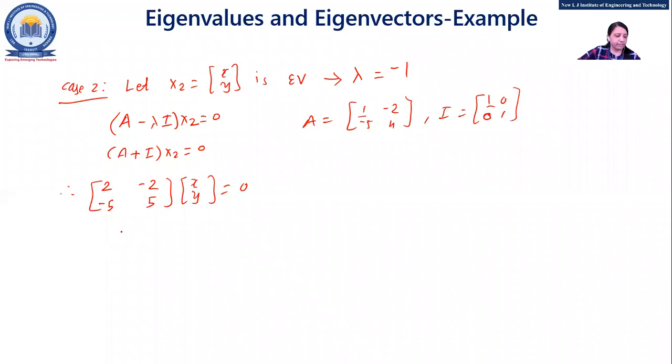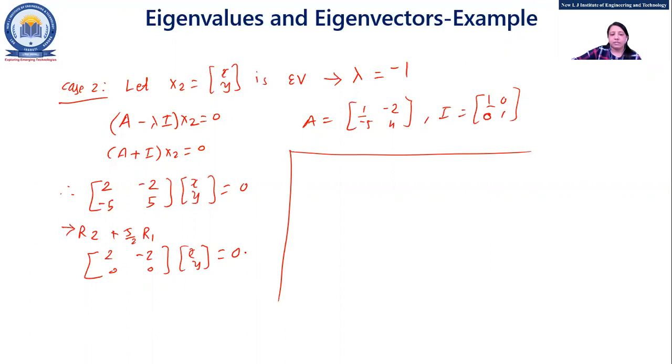So using an elementary row operation, that is R2 plus 5 by 2 R1, one row is supposed to be cancelled out, right? So 2, minus 2, 0, 0. It is not compulsory. You can solve the two equations also. But it will be easy if you follow this one. From this, you need to write the corresponding equation: 2x minus 2y equal to 0.